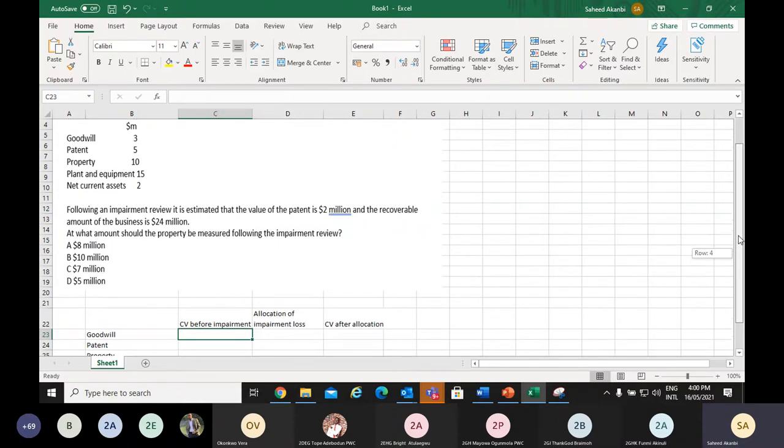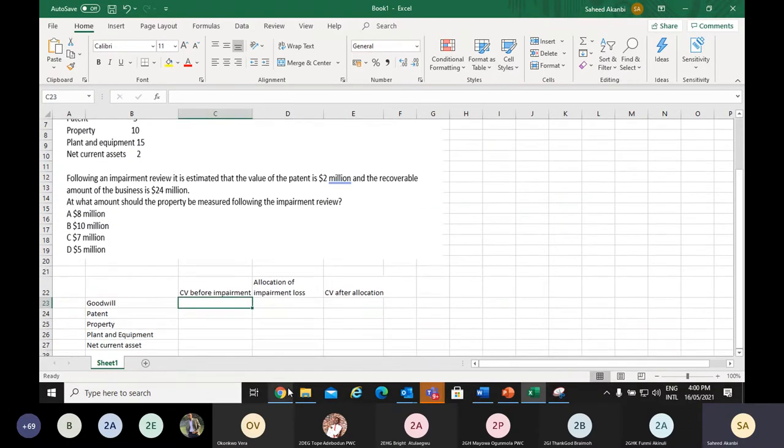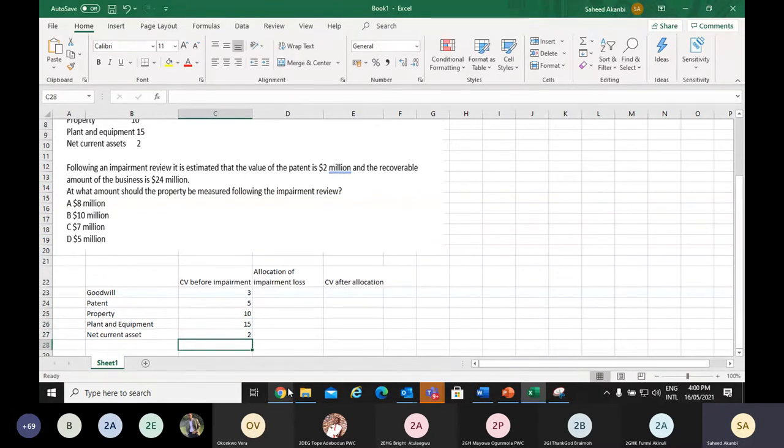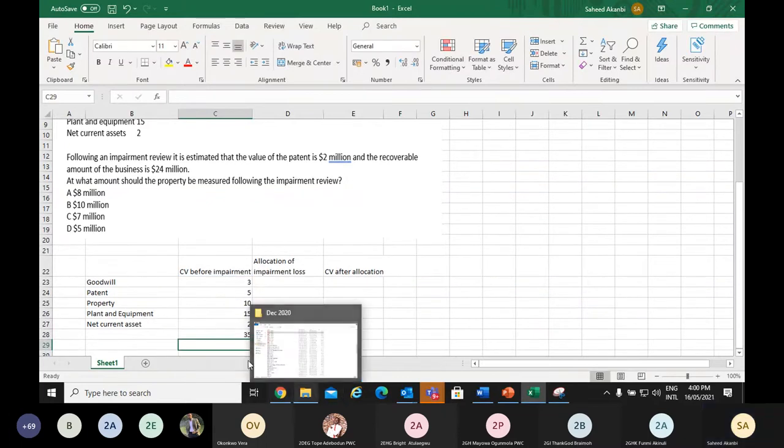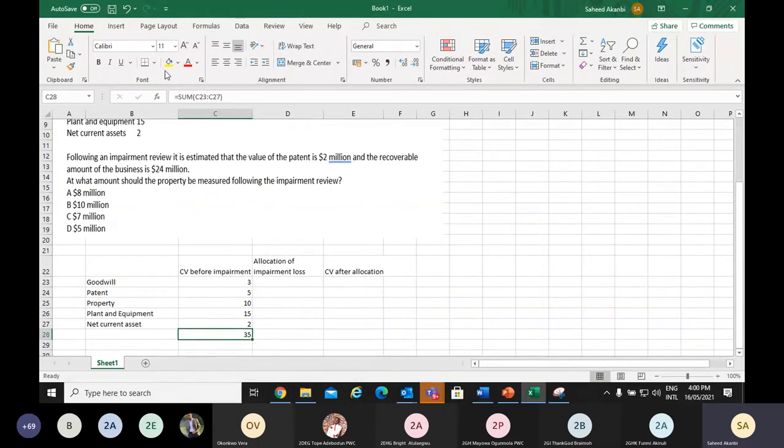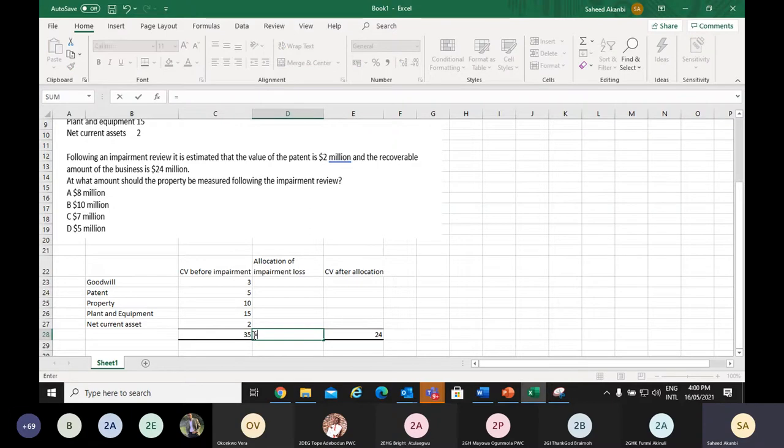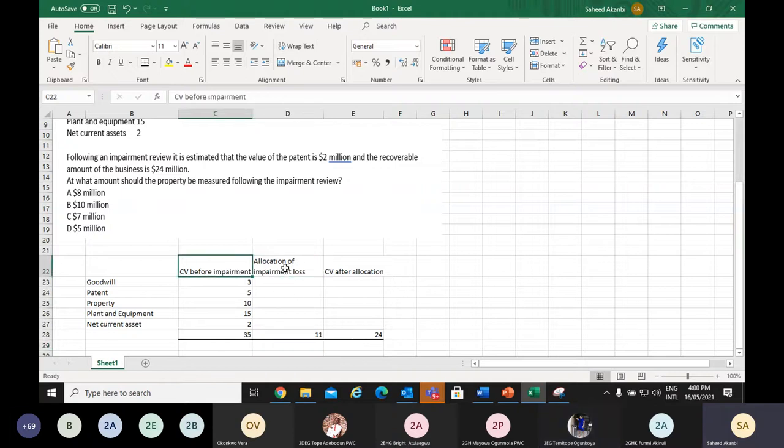So for the goodwill, how much is goodwill? 3, 5, 10, 15, 2. What's the total? Total gives me 35 million. What is recoverable value? 24. How much is my impairment loss? My impairment loss is 35 minus 24, which is 11. The principle says 100% to be allocated to an obviously impaired asset.